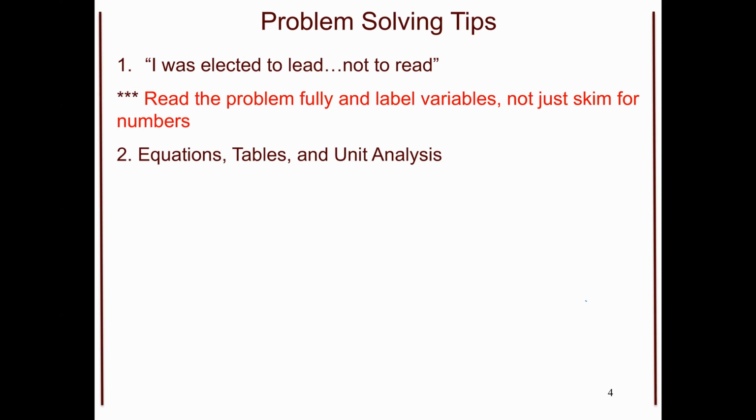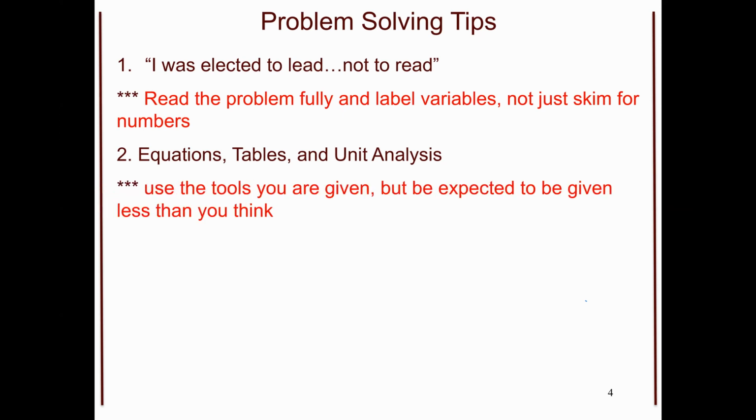What about equations, tables, and unit analysis? These are typically what I call the scary 3. Well, what are the scary 3? The scary 3 are the ones that students are most terrified about when getting to chemistry. How do I use equations? What does this data in this table mean? I don't like using units. What I'm going to tell you is that they're actually a safety net for you. Let's use those tools that you're given, but be expected to be given less than you think.